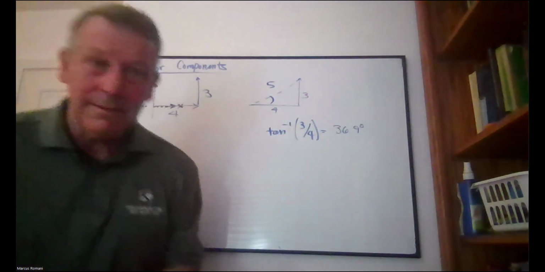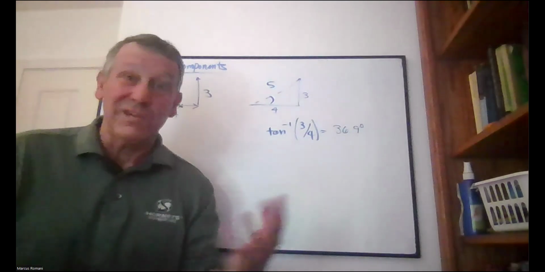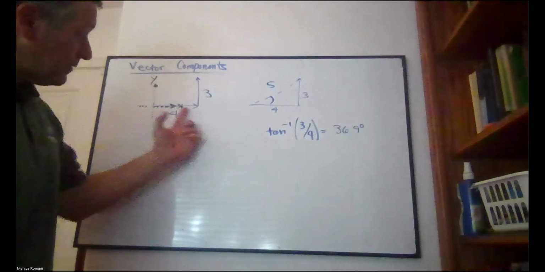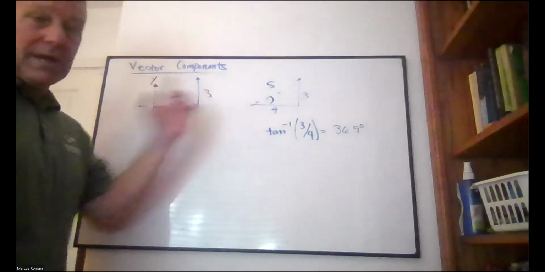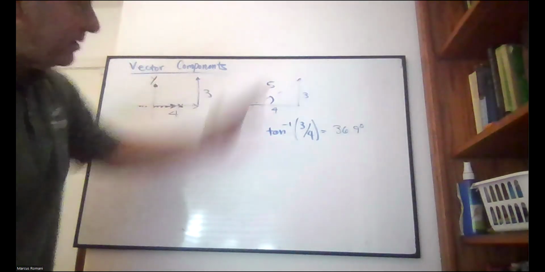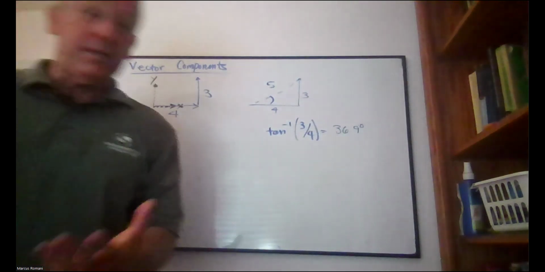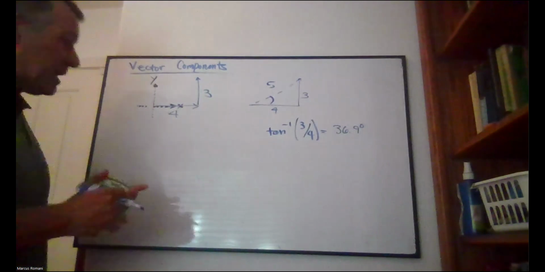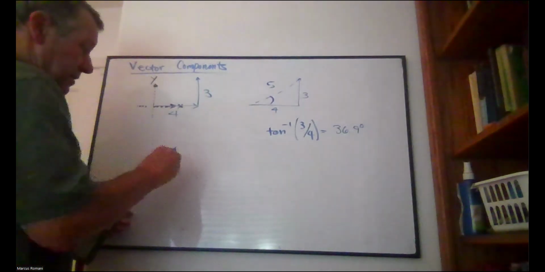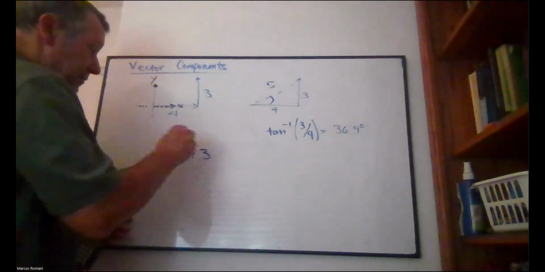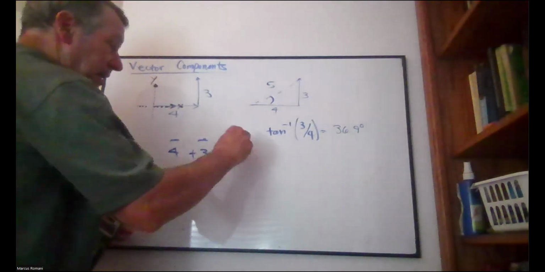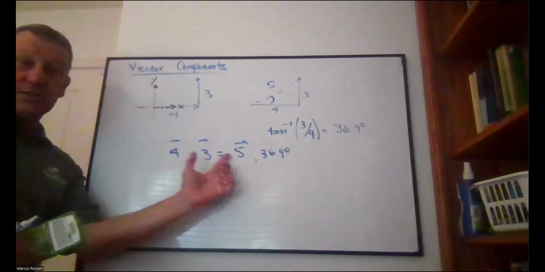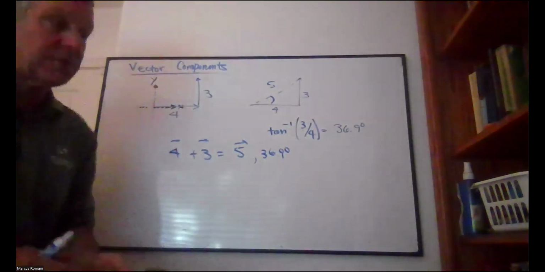Not to be overly detailed about that, but it works. If you had someone who went 4 meters this way and then 3 meters that way, and someone else went 5 meters at 36.9 degrees, they would end up at the same spot. So we could say vectorially that a vector of 4 plus a vector of 3 is a vector of 5 at an angle of 36.9 degrees. That's not precise notation, but hopefully you get the point.